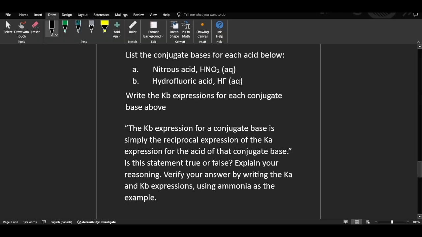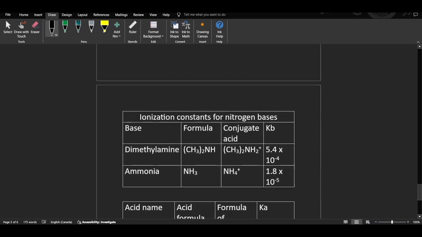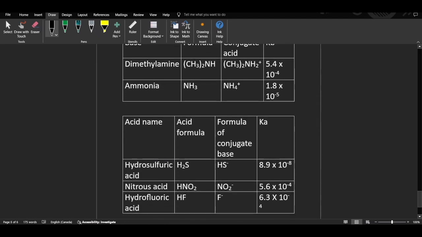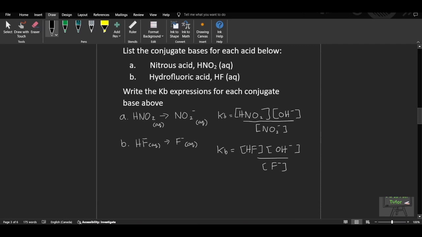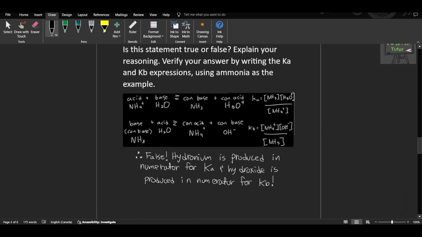Please try these two questions on your own. I'll be giving you the answers shortly. I need help with this chart over here and this chart over here. This is the answer to the first question. This is the answer to the second question.